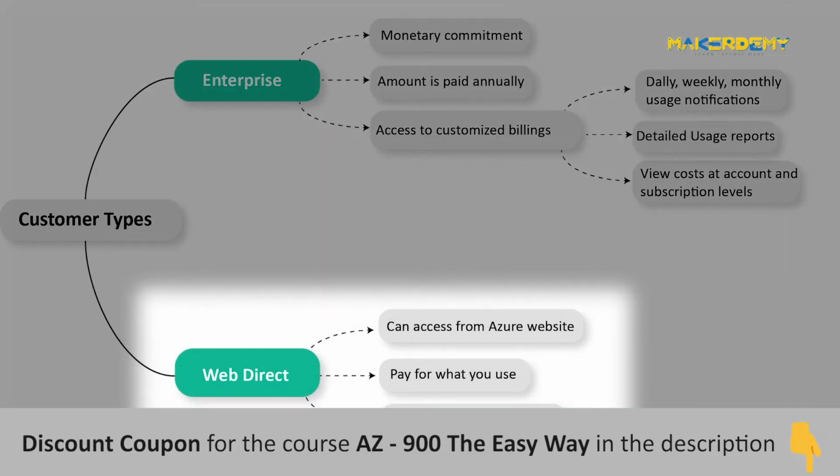Web Direct. These customers can access the Azure products and services from the Azure website. The account that we created in this course is a Web Direct account. We have used the Azure website to sign into the portal. We can use all the services with the portal's help, and we pay for what we use. The payments and billings for our account are made monthly depending on the products and services usage.